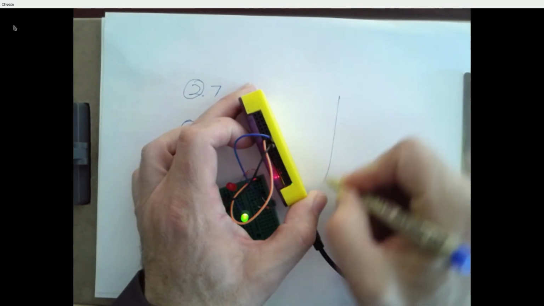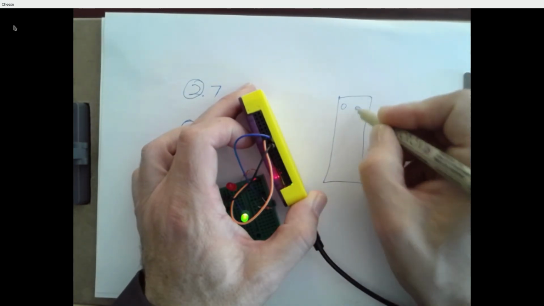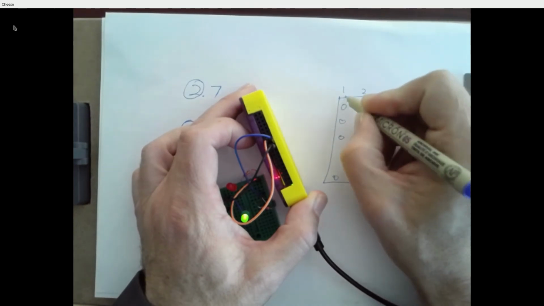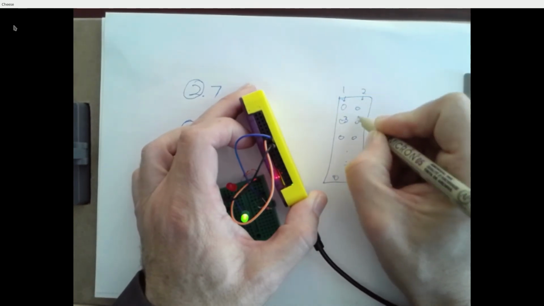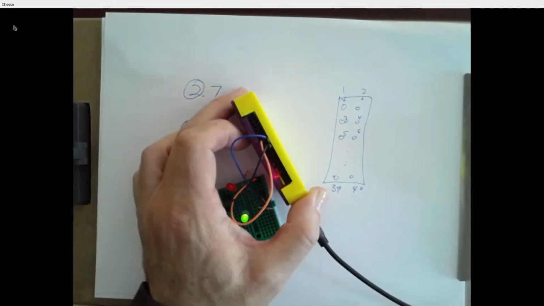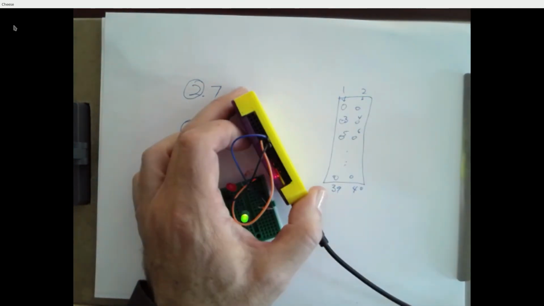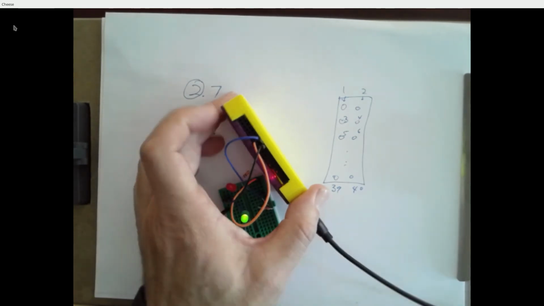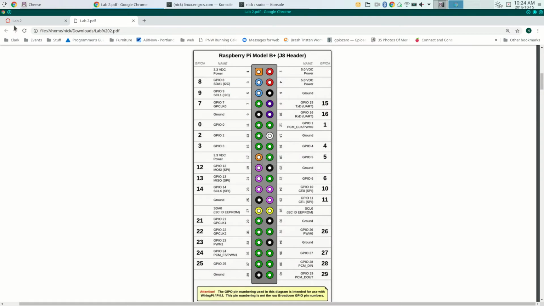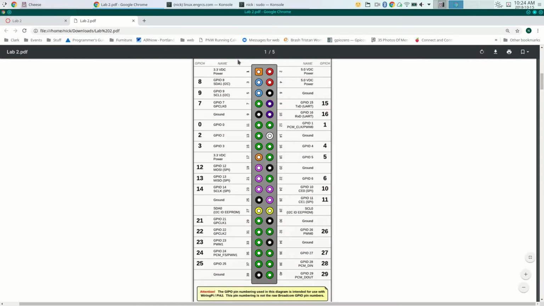Okay, so this collection of holes, this is number 1 and number 2. This will be 3, 4, 5, 6. This will be 39 and 40. Okay, and it's just 1 and 2 that are labeled. And those holes, those numbers, correspond to this picture in the lab. Okay, so this is 1, 2, 3, 4, 5, 6, 39, 40.